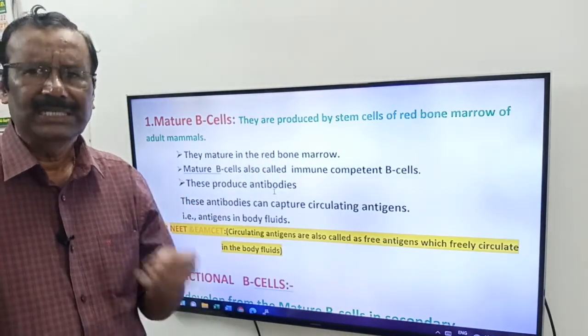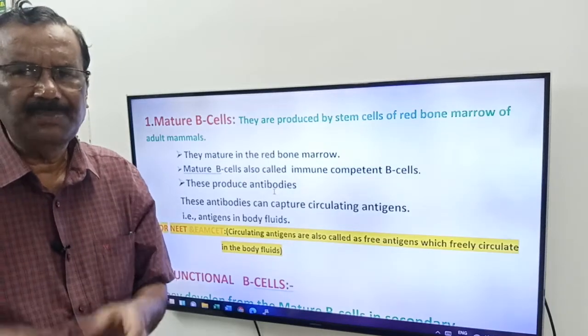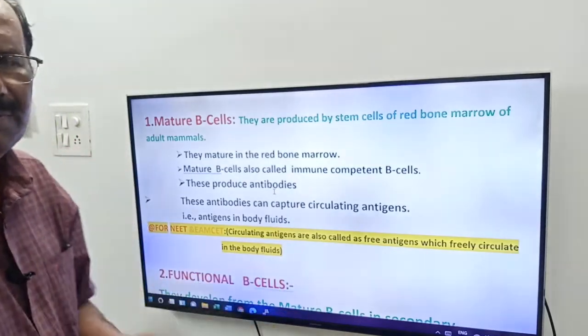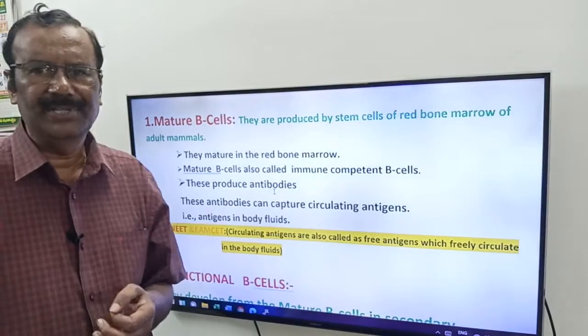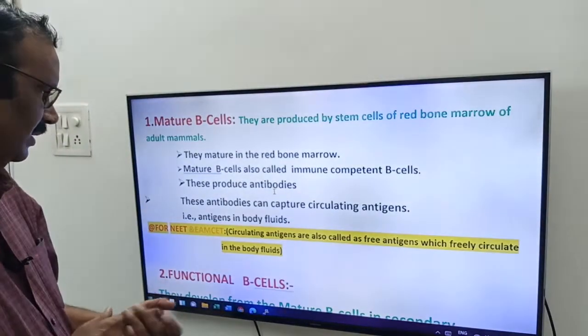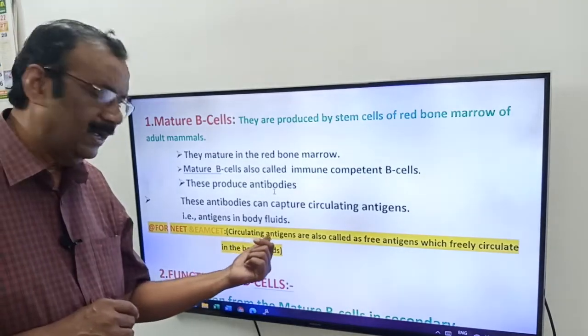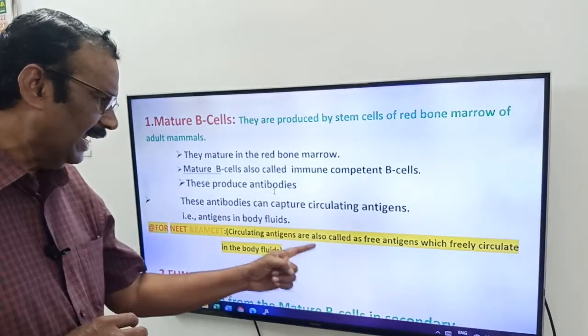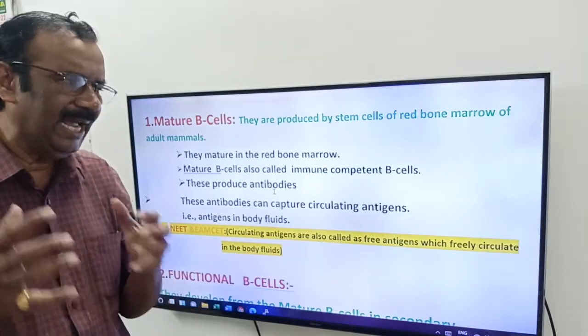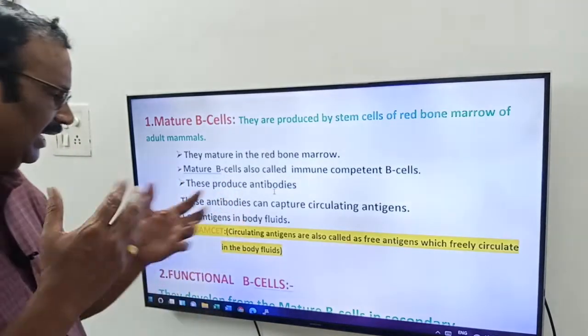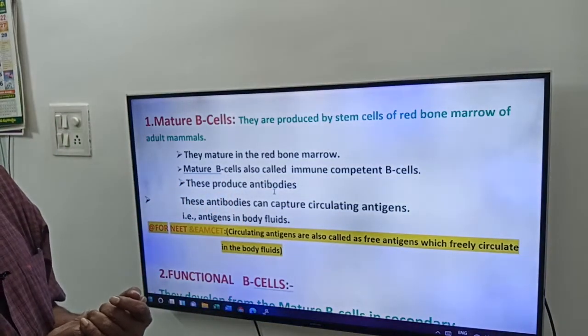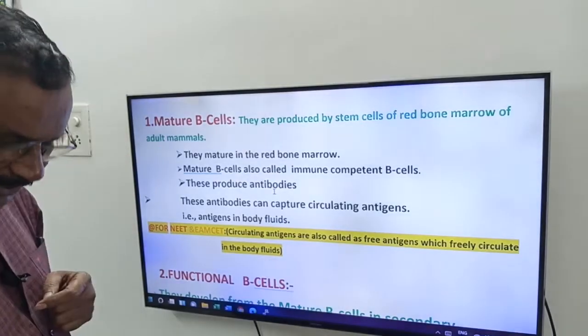Means what, friends? The antigens are pathogens which are present in the blood or lymph or any fluid which circulates in the body. For NEET and EAMCET, friends, no need to write this in the Intermediate. Circulating antigens are also called free antigens, which freely circulate in the body fluids. That is about mature B cells.